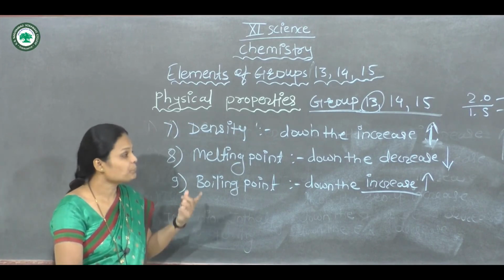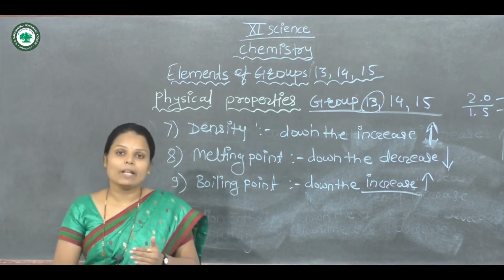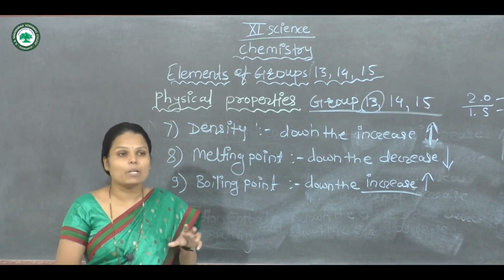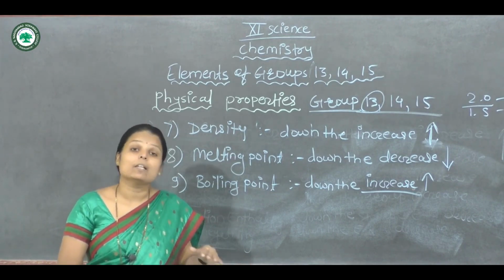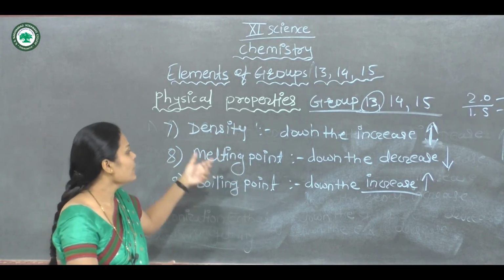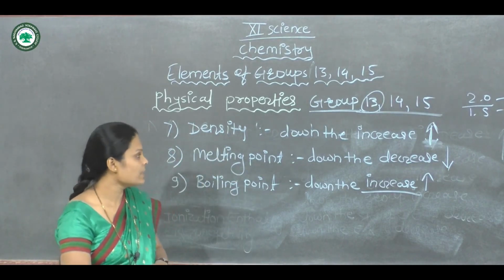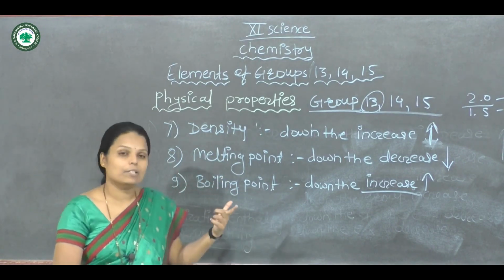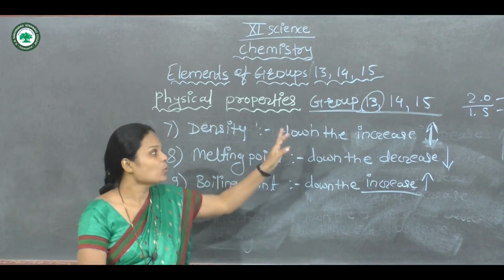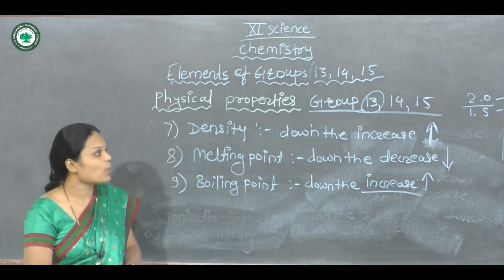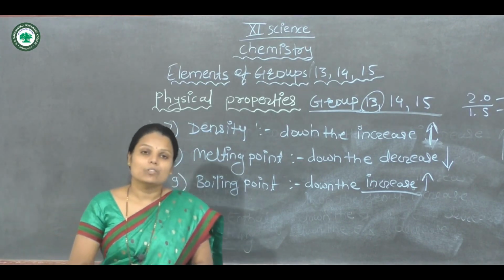Now among these properties, only ionization enthalpy decreases down the group, and electronegativity also decreases. Density increases, melting point decreases, and boiling point also decreases. Only in group 13 does the boiling point increase. All of these 9 properties are completed in this lecture.